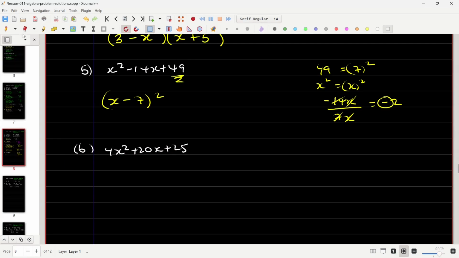All right, so again, we want to identify a number that's a square. So 25 is the same as 5 to the second power. Can I write 4x squared as something to the second power? Yes, I can write it as 2x to the second power.